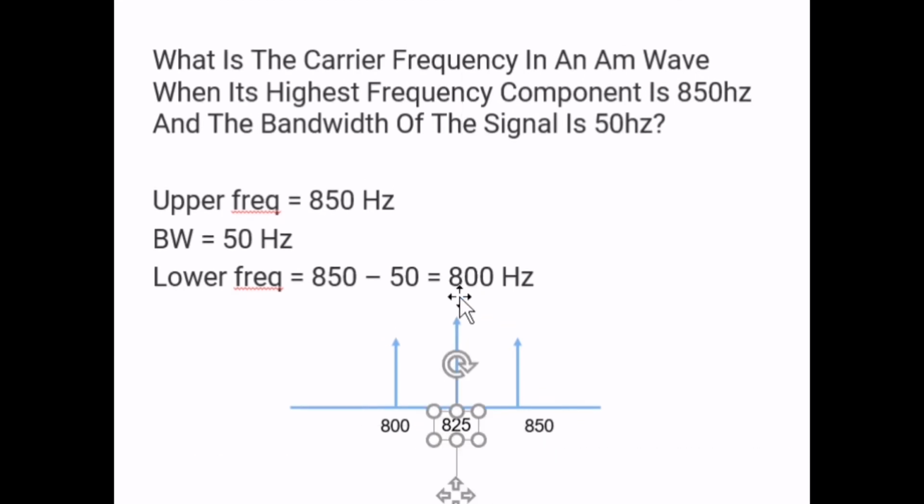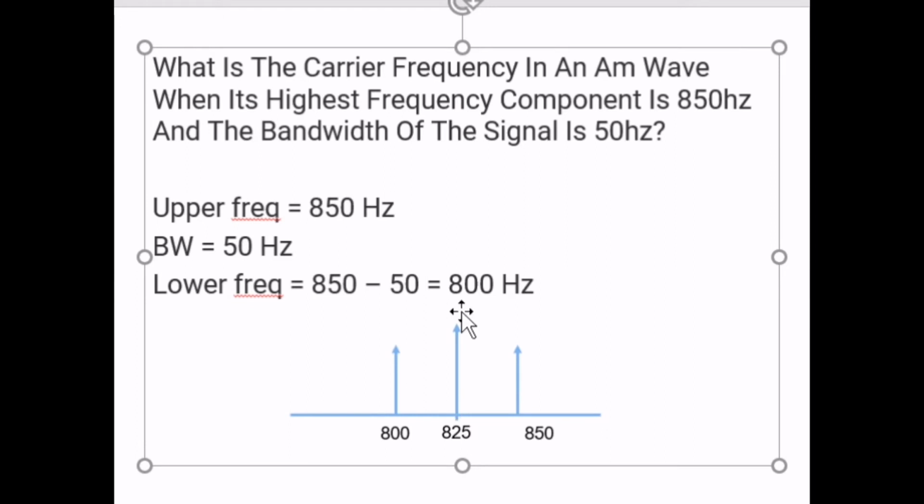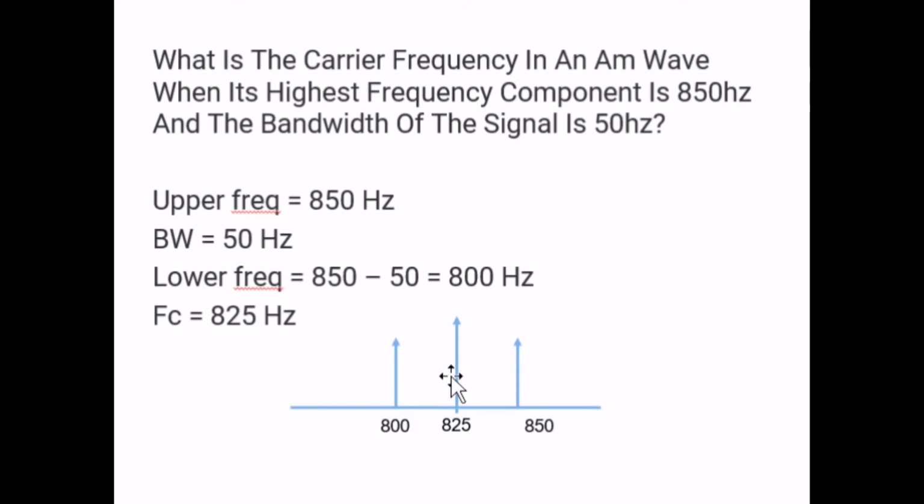So the middle here is the carrier frequency. The carrier frequency FC will be 825 Hertz. This is using simple math. The bandwidth here is 50 Hertz, with the upper sideband being 25 Hertz wide. So you can just deduct the value and you'll get 825 Hertz for the carrier frequency.